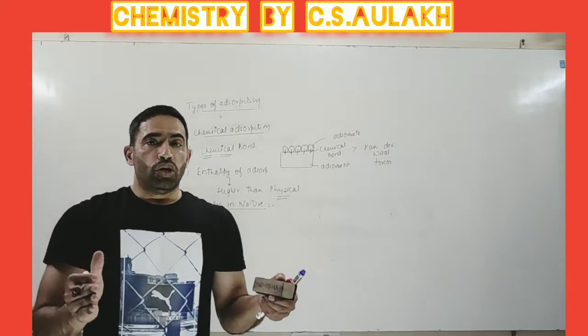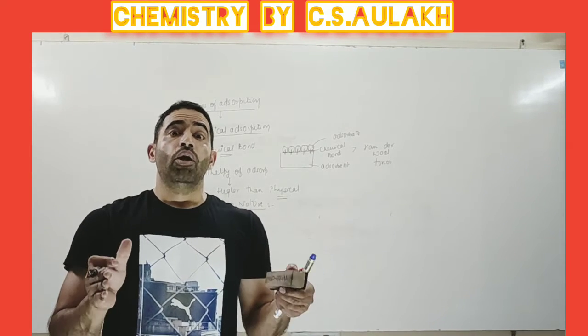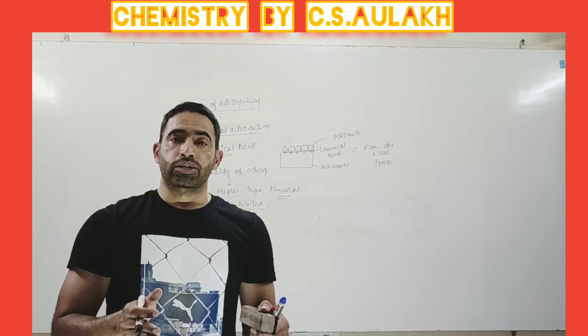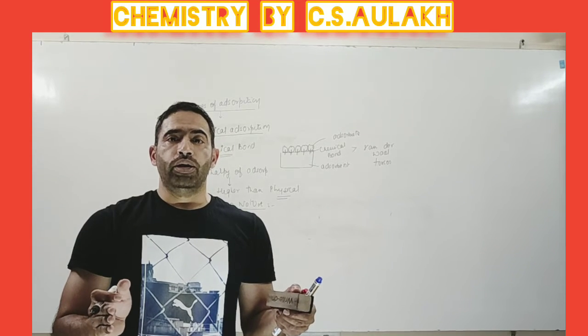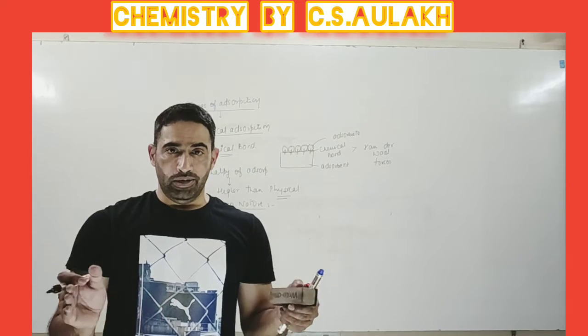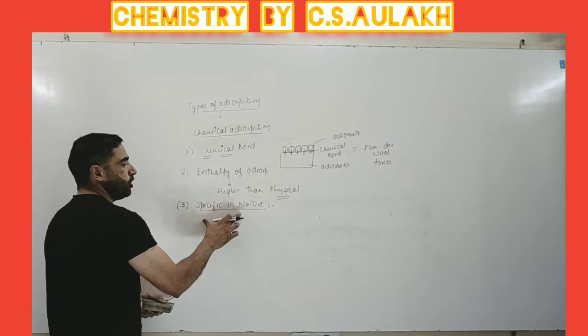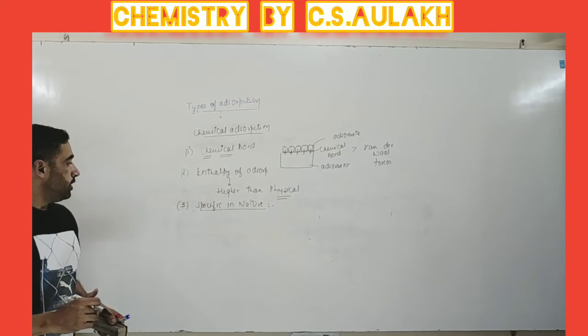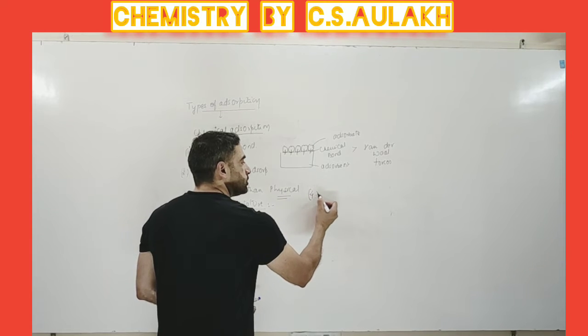Only a particular adsorbate can be adsorbed chemically over the surface of adsorbent, which undergoes reaction with the adsorbent molecule. So there must be a chemical reaction between adsorbate and adsorbent. Only then can adsorption occur in a chemical way. So that's why chemical adsorption is always specific in nature. This is the third characteristic feature of the chemical adsorption.